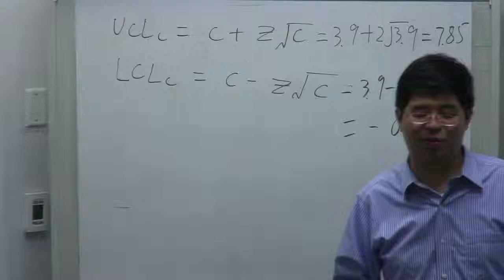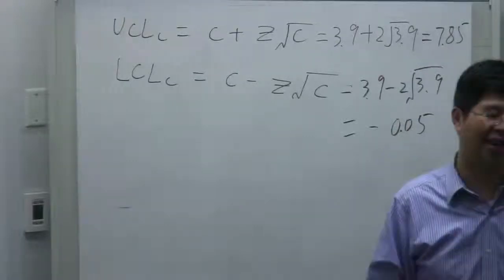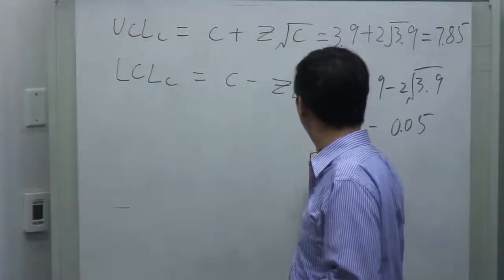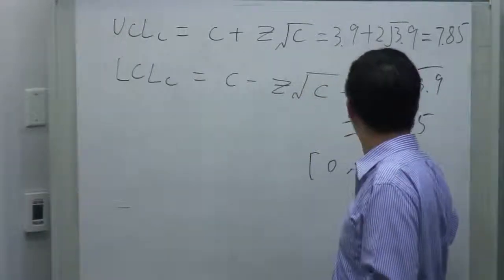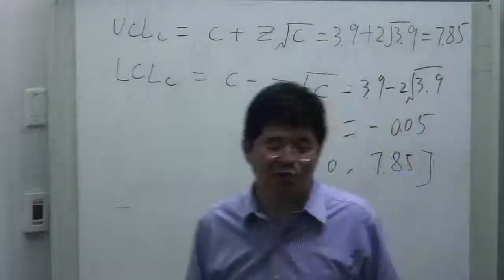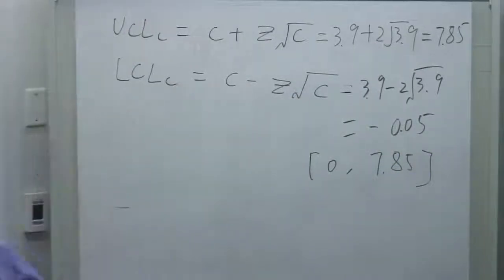Then when we really talk about this chart, ideally we shouldn't have the negative number. We should build a chart from 0 to 7.85 because negative really doesn't make any sense. But when you do the calculation, definitely it's negative. But we know that it will never happen for the counted value.